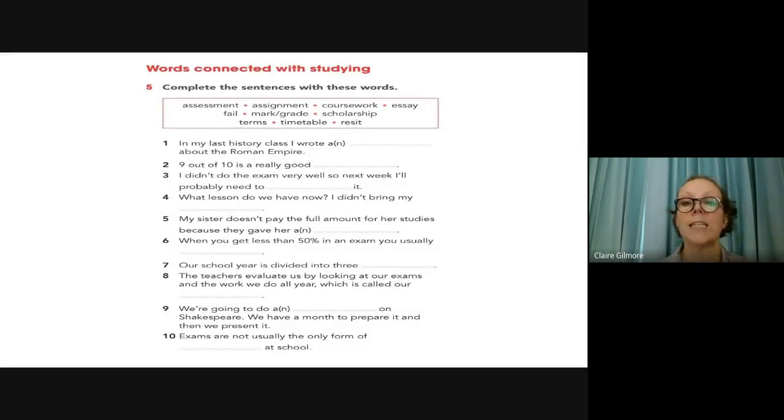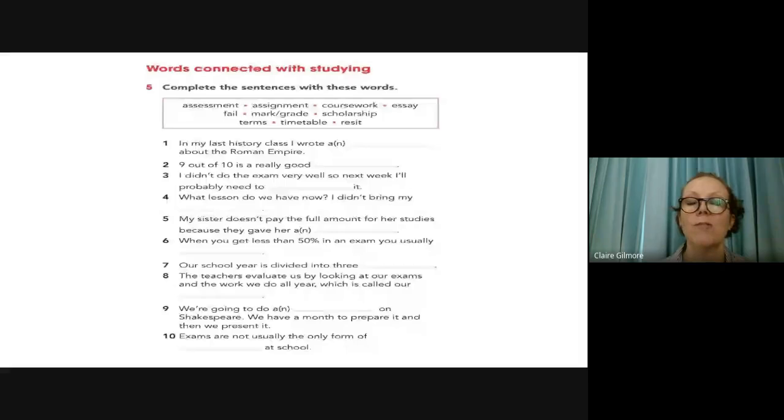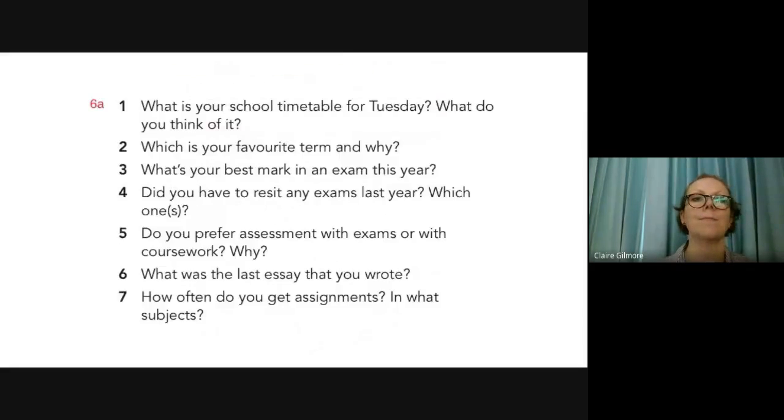I would like you to read the sentences and place the correct word in the gaps that you see. So you can pause the tape now and complete the exercise. Now, number 6A, again, this is an exercise where we would like to do it together as a group. So that isn't entirely possible. What I'd like you to do is just think about these 7 questions. So read through them and just prepare answers.